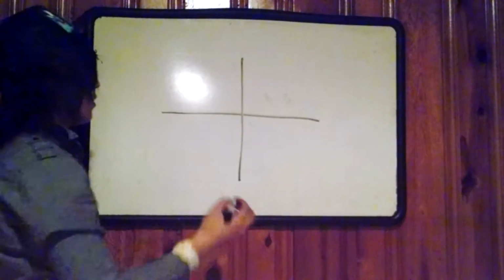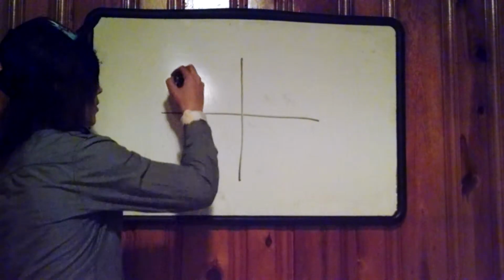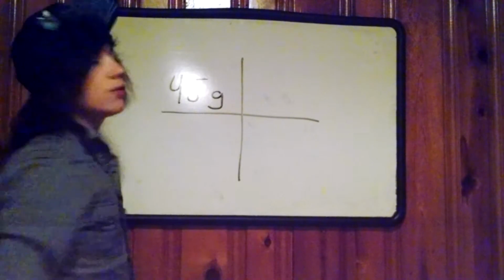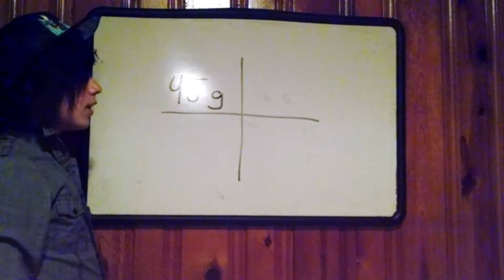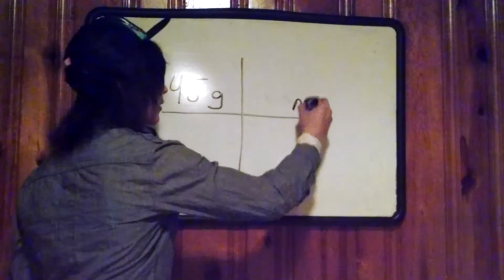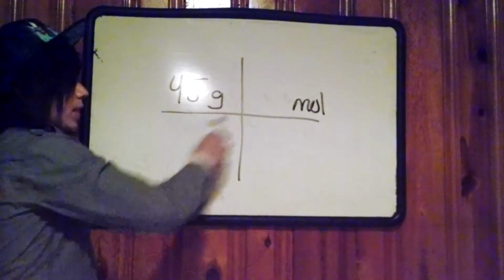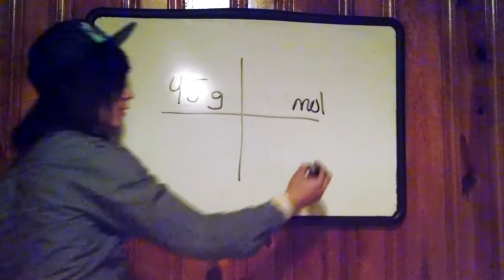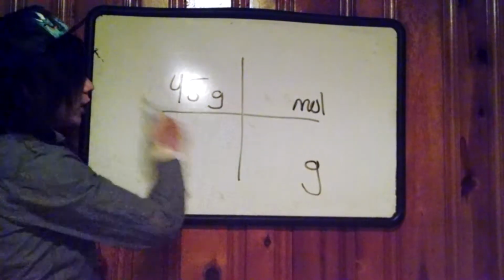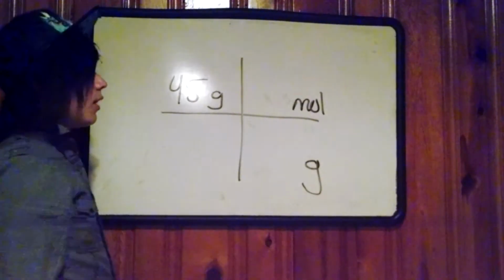Basically a T. So we take whatever you're given at the beginning of the problem and put it in the top left corner. So we were given 45 grams of nitrogen, and we want to convert to moles. So you put whatever you're converting to in the top right section, moles. And you want to get rid of grams, so you have to divide by what you already have. So we already have grams, we're going to divide by grams to get rid of it, so grams goes in the bottom right corner.